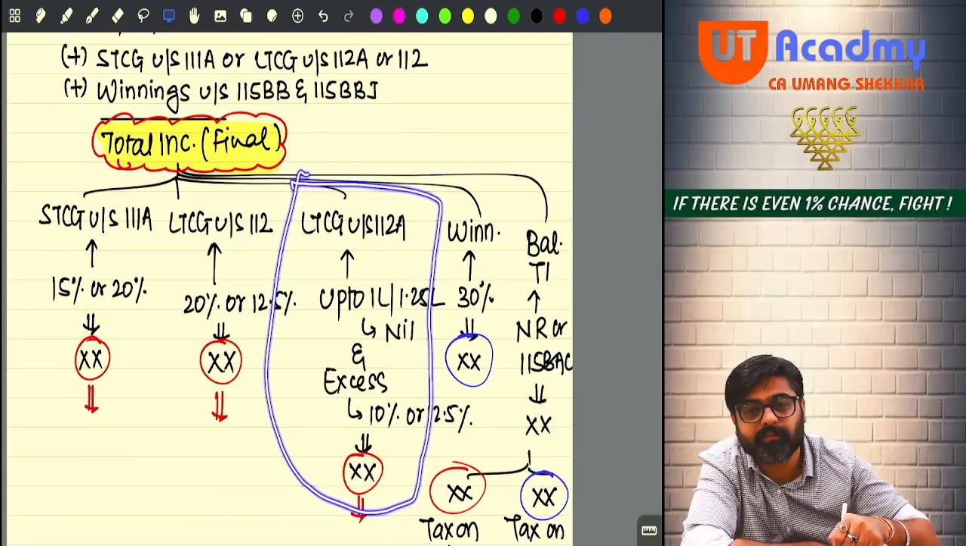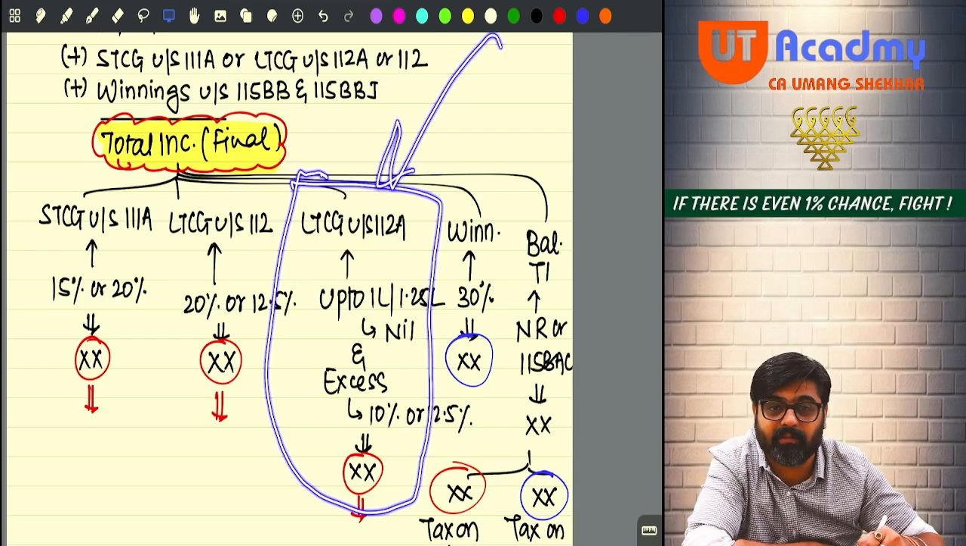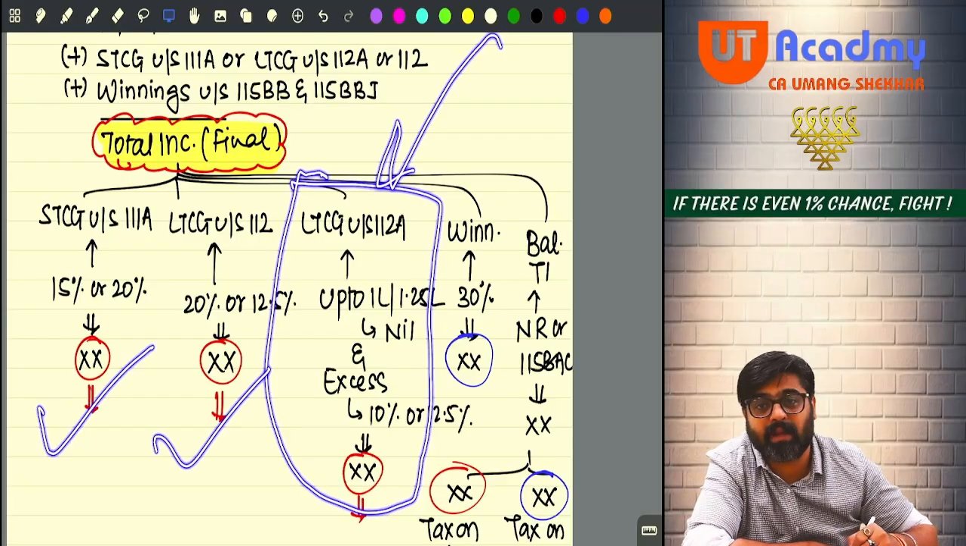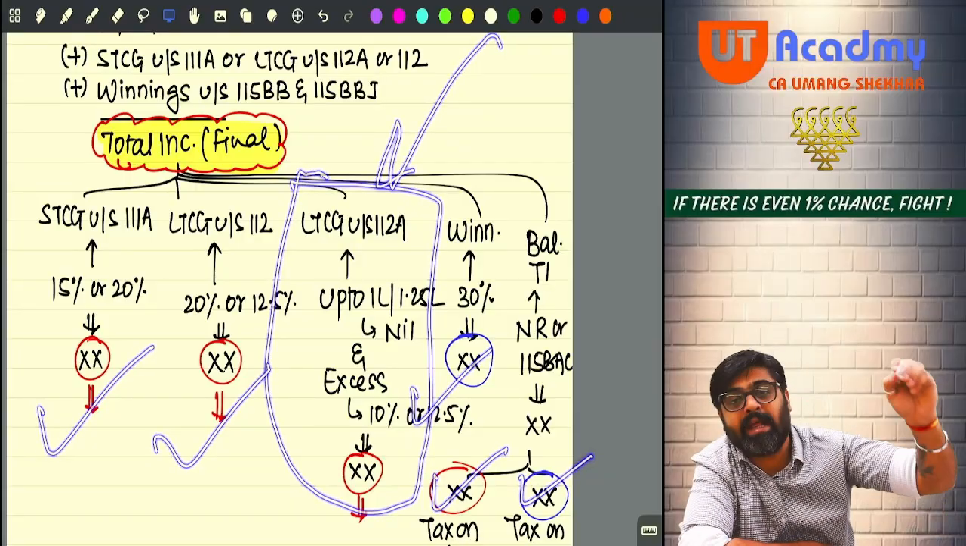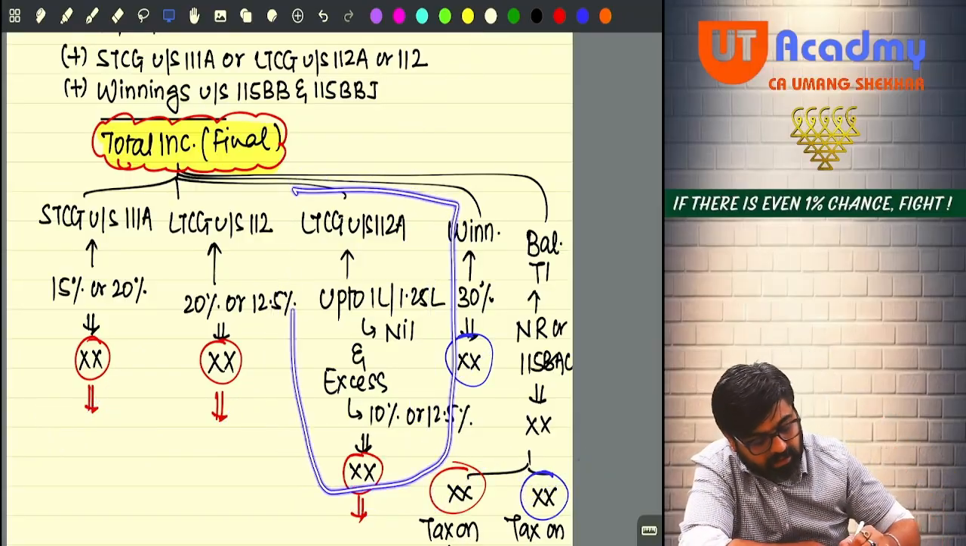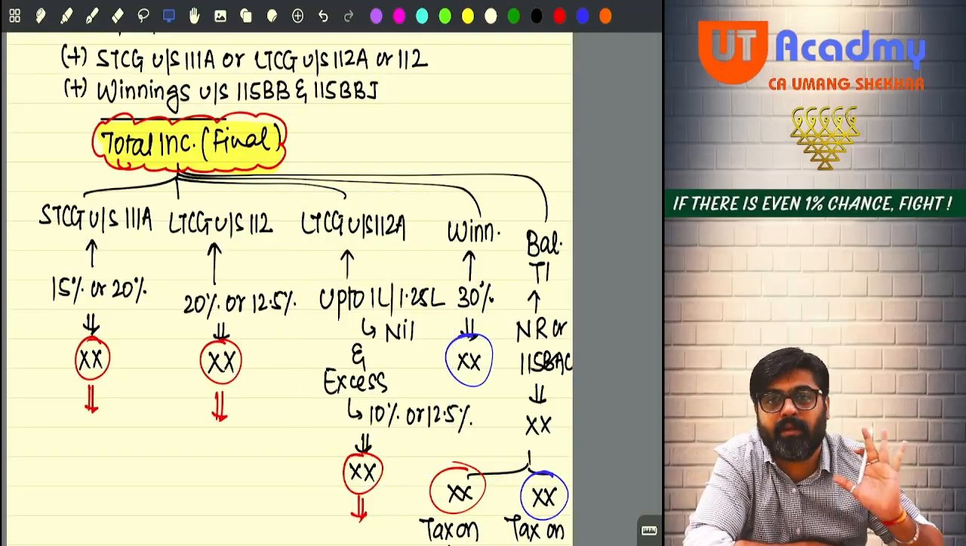this tax. This tax cannot be claimed as rebate. No. This tax can be claimed as rebate. Yes. This tax can be claimed as rebate. This also, this also, this also. Any tax can be claimed as rebate, but not the tax on LTCG 112A. This tax cannot be claimed as rebate.